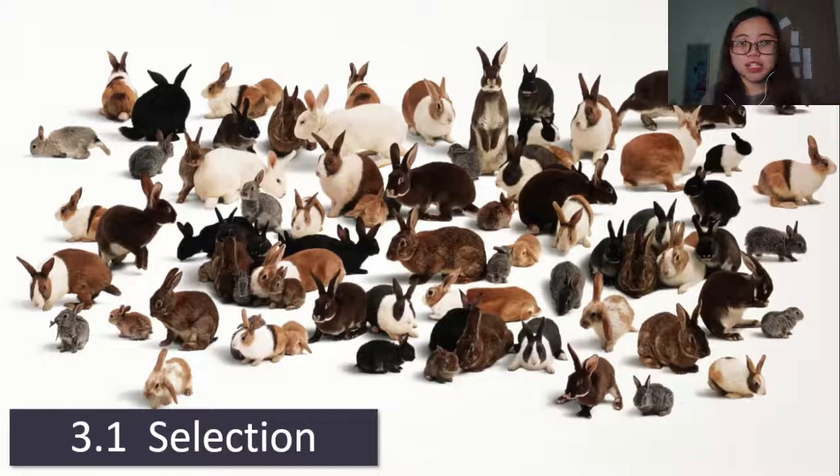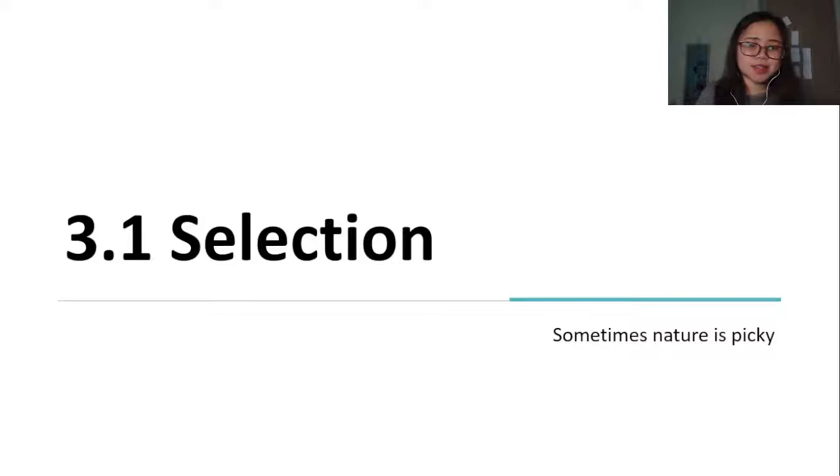So this chapter is divided into two subtopics: 3.1 Selection and 3.2 Speciation. In this video, we're just going to go into 3.1, and as you can see here, we're going to be talking about lots of genetic and also phenotypic variety that we can see in a population and how that can be selected for. So enjoy this picture of a population of bunnies with lots of genetic diversity, and we're going to explore the concept of selection. So yes, sometimes nature picks what it wants.